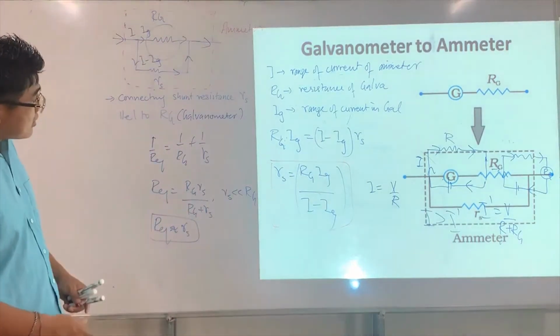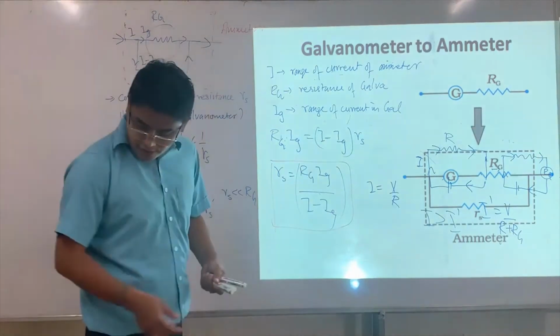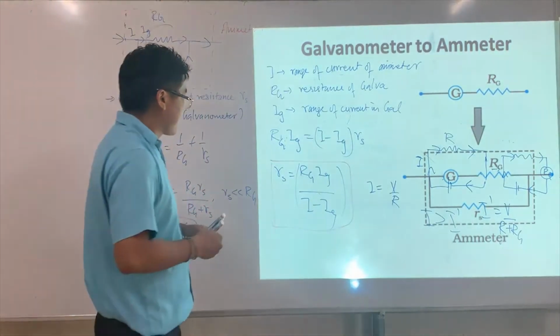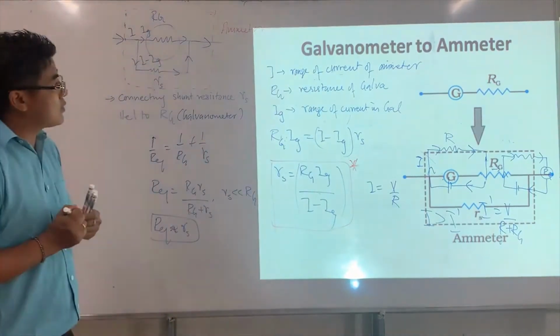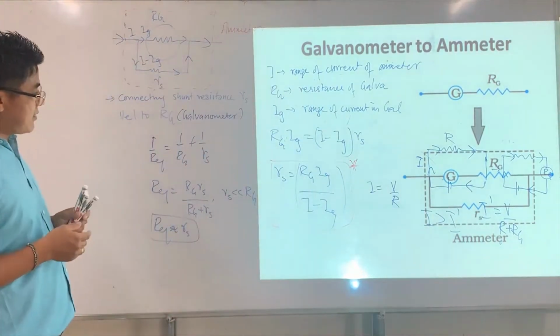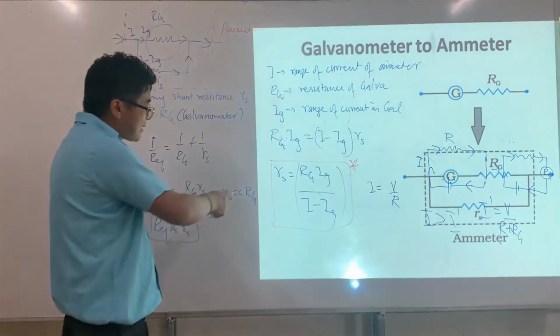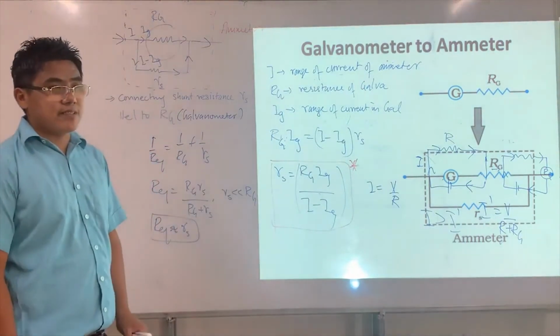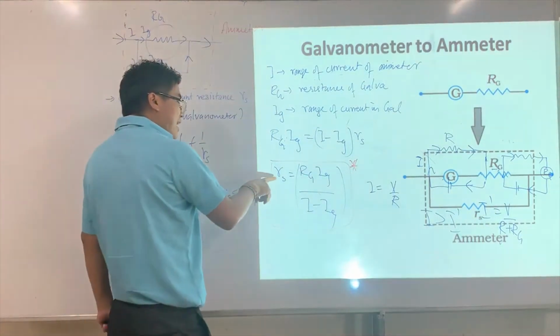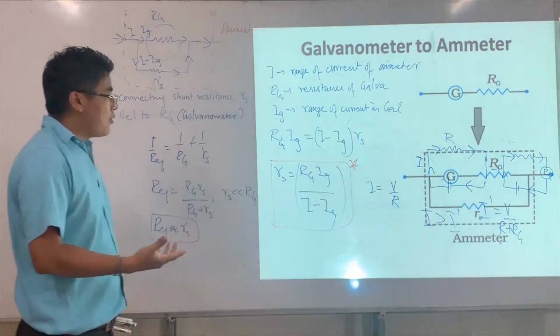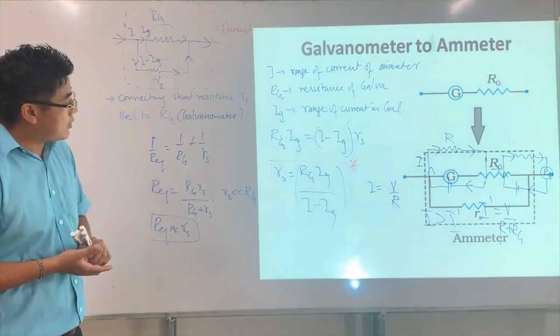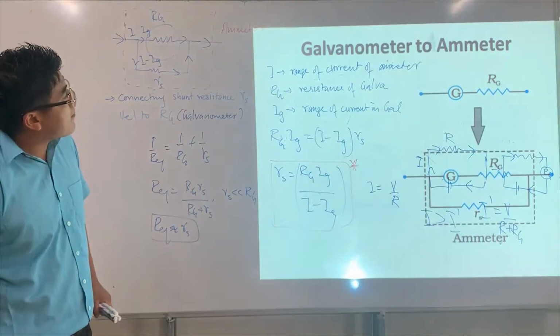This is a very, very important equation, and it tells us how to convert a galvanometer into an ammeter. This is the shunt resistance of an ammeter. So you connect Rs in parallel with the galvanometer, and this is how you convert a galvanometer into an ammeter. This is the one part.